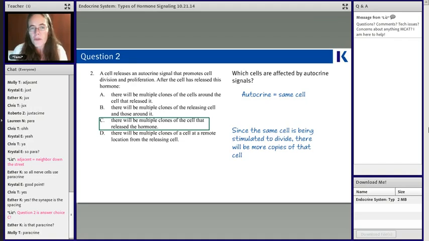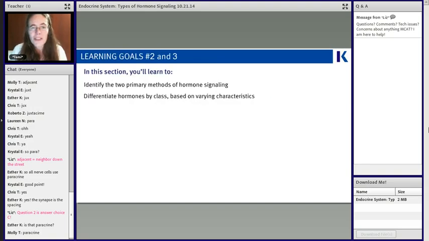What we're looking for is, if it's autocrine, I'm signaling myself to divide. So I'm going to make multiple copies of myself. All right, very well done. That's it for our first goal. Let's look at our second goal.